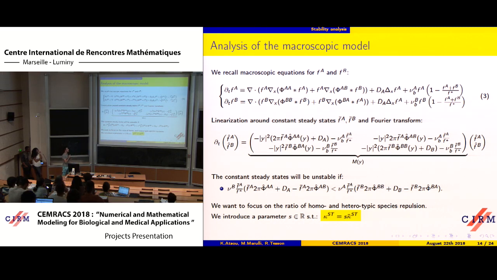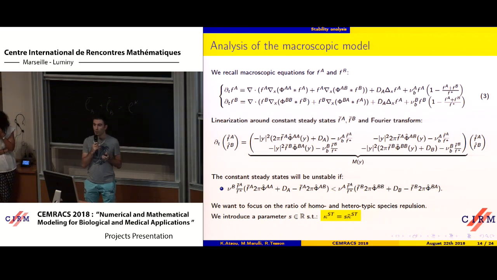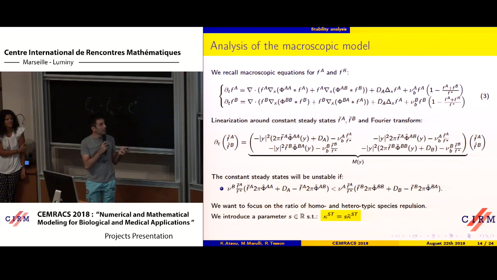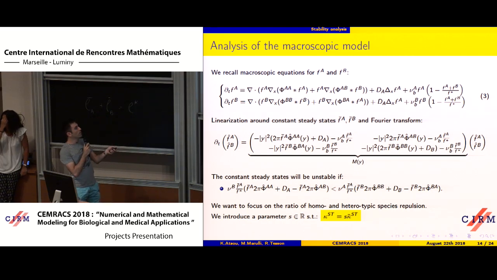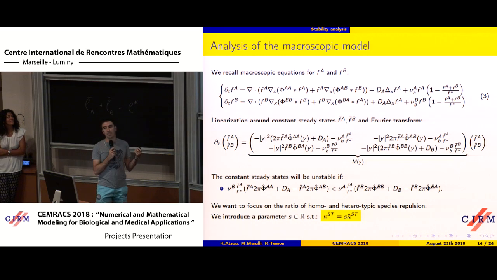And to do the analysis, we do some linearization around the steady states, and after that we do a Fourier transform. This is the equation that you get after the Fourier transform. You see that you just have here a big matrix, and to know the stability, we just want to know the sign of the eigenvalues of this matrix. And we have access to an easy criterion, which tells you when the homogeneous steady state is unstable.